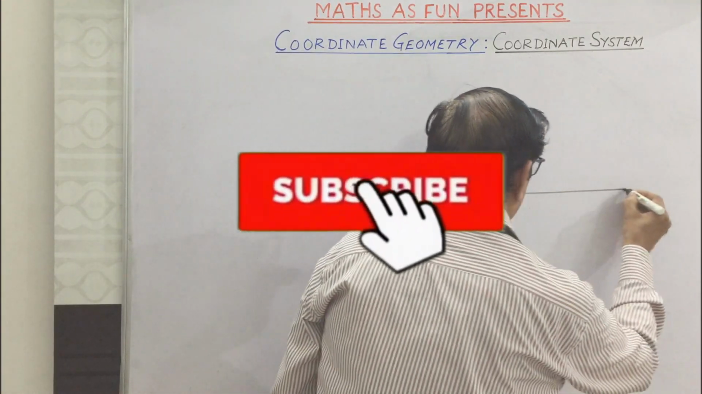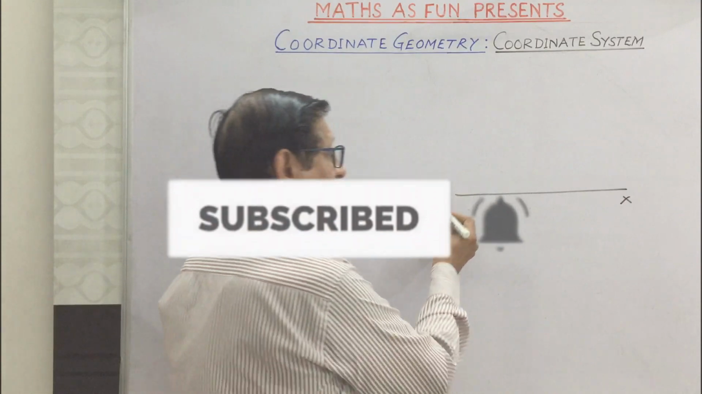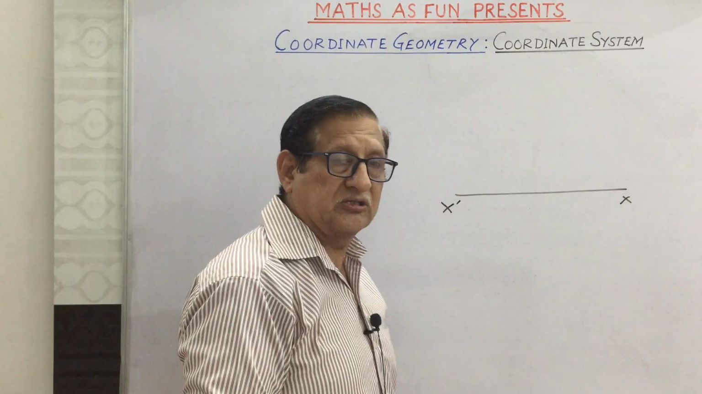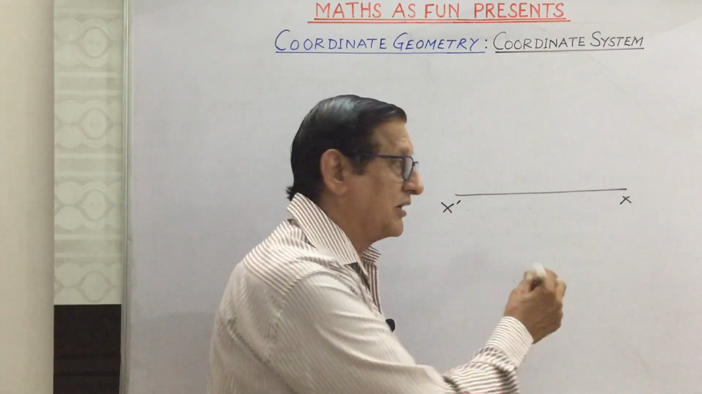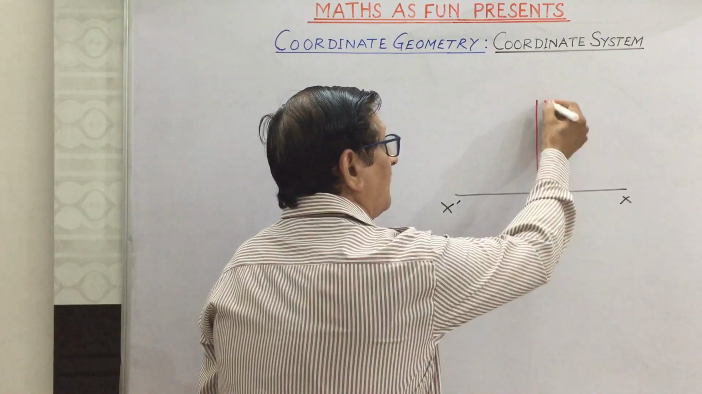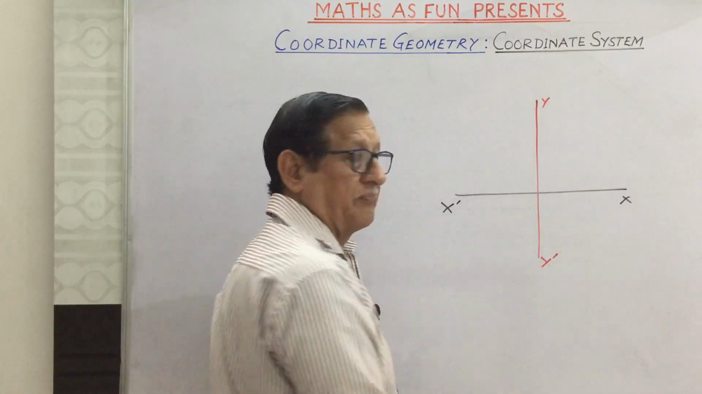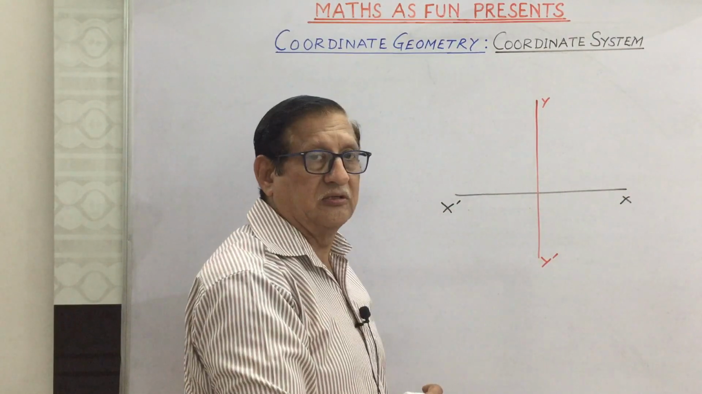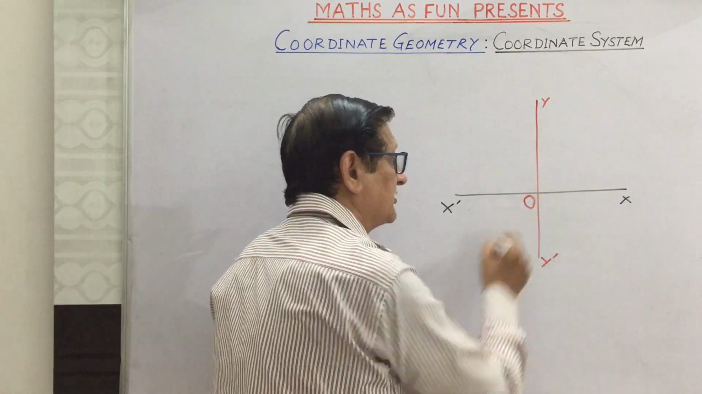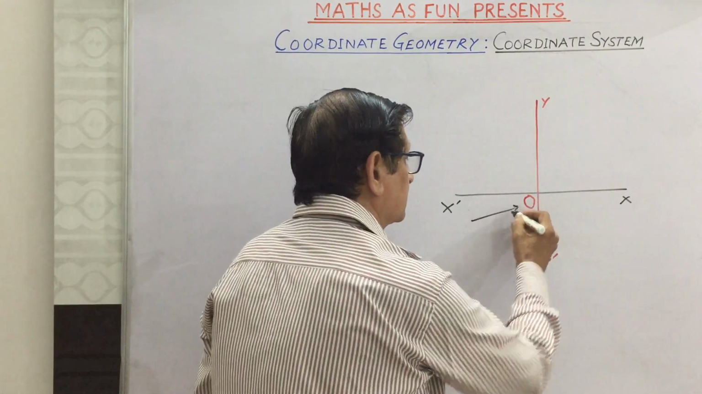The horizontal line is known as x dash and the vertical line, that is y dash. Where they intersect each other, that point is known as the origin. This is the origin.